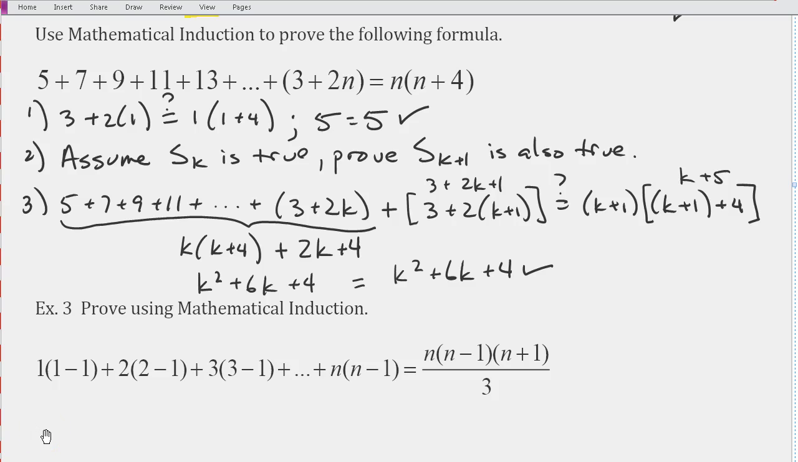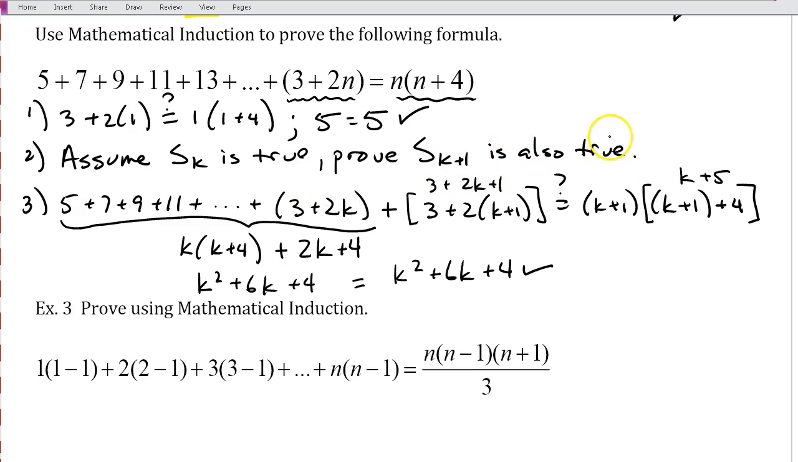All right, so here's the proof. Step 1. Again, we want to show that this relationship is true for the first term, so we plug in 1 to our relationship here and plug in 1 over here and make sure that those are equal, so we get 5 is equal to 5. Okay, then our standard statement, we're going to assume S sub k is true, prove S sub k plus 1 is also true.